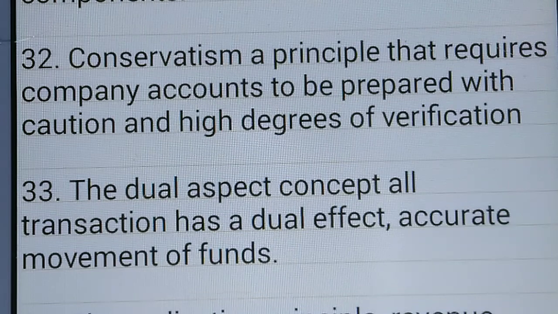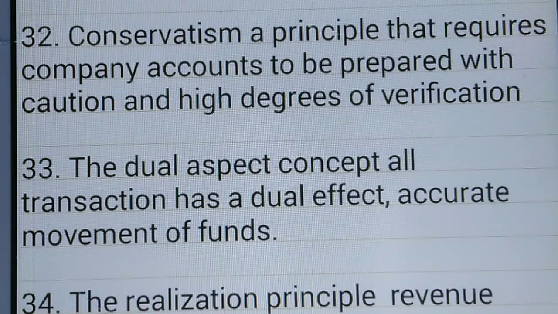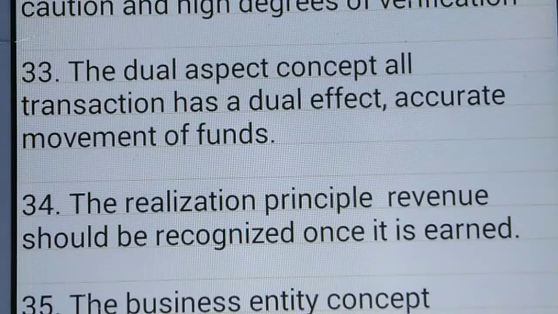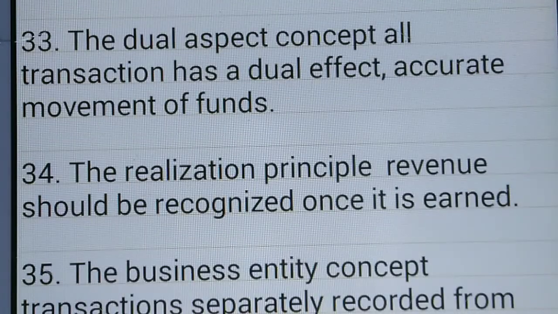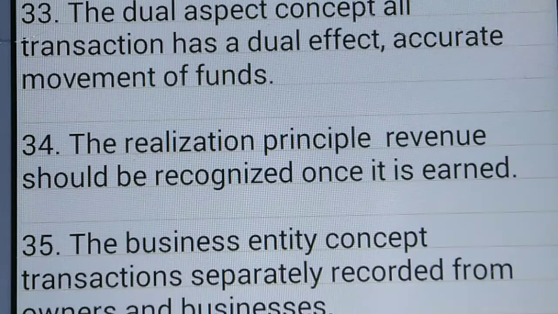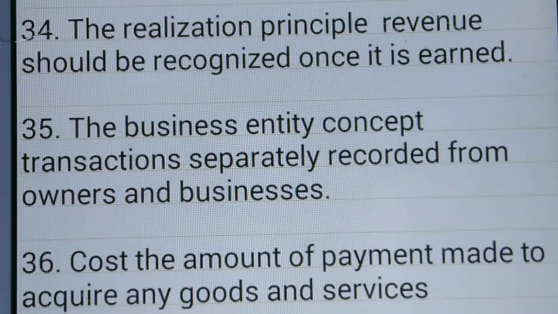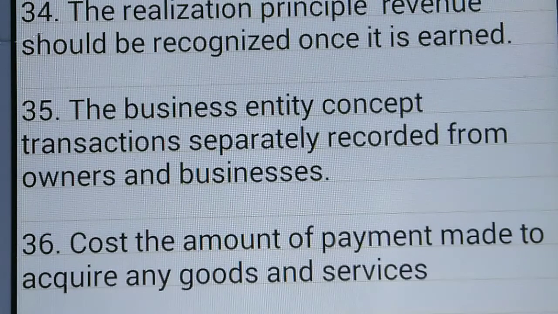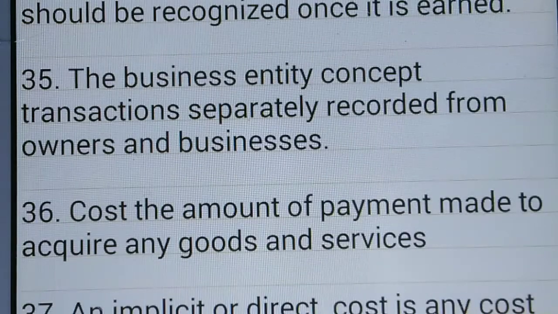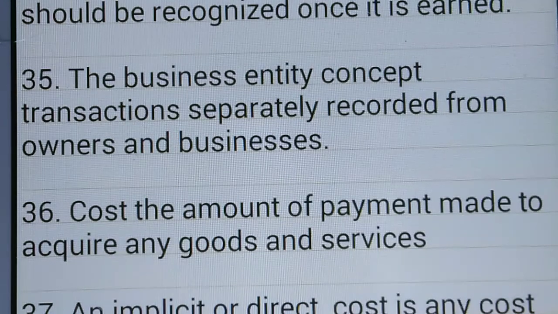Conservatism is a principle that requires company accounts to be prepared with caution and a high degree of verification. The dual aspect concept, every transaction has a dual effect, accurate movement of funds. The realization principle, revenue should be recognized once it is earned. The business entity concept, transactions are recorded separately from owners and businesses.